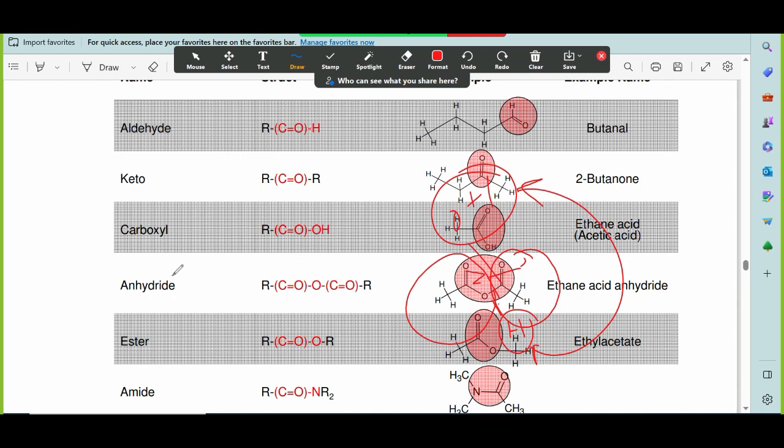In this case, we get an anhydride. It's called anhydride, and the name just comes from the original carboxylic acid that formed it. So in this case, it's an ethanoic acid anhydride. It means it's formed from an ethanoic acid, because we have 1 and 2 carbons, and another ethanoic acid, 1 and 2 carbons. They merged together and gave us this ethanoic acid anhydride.